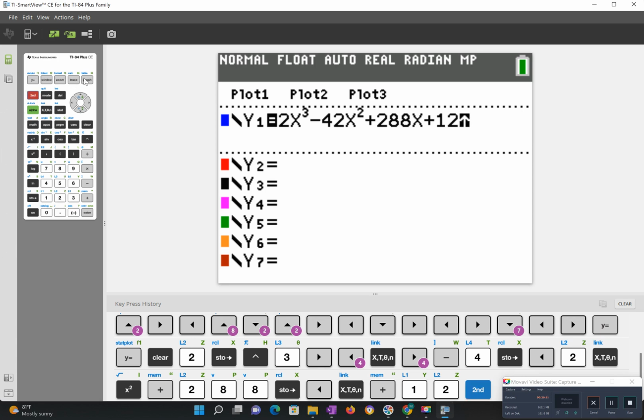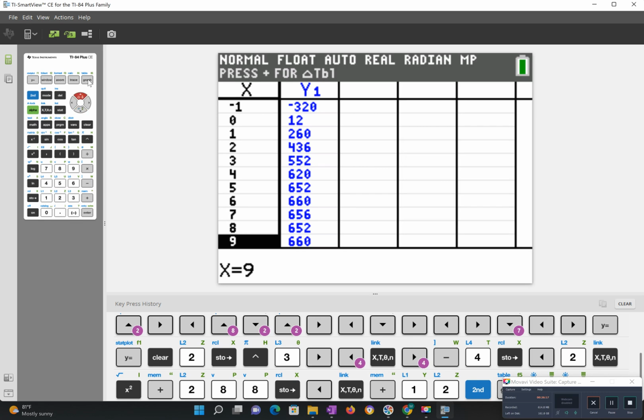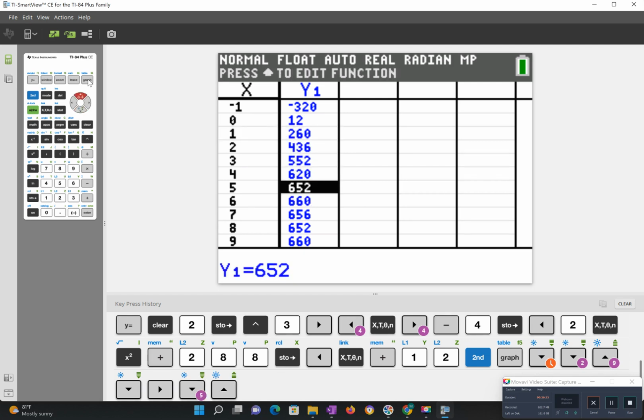Let's go to the table. And we're looking at it on the interval from x is 1 to x is 5. At 5, I'm at 652. And at 1, I'm merely at 260. So it's going to increase all the way up to 5. So 652 is our highest. That would be our maximum. So 5 units. Simple. That's how simple that is. I think that's the easiest way for you to attack that question.